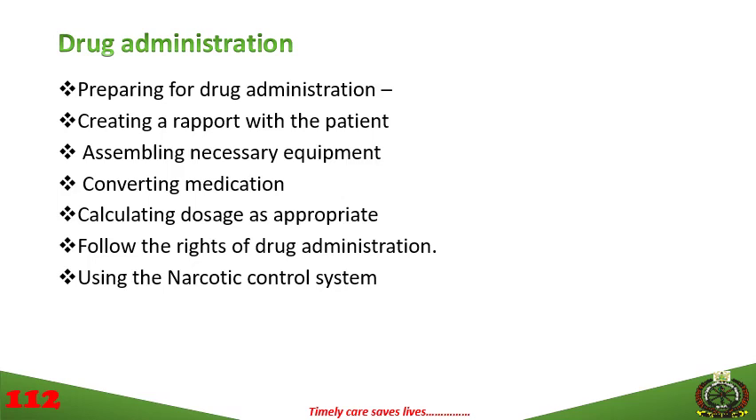So the drugs are locked somewhere. The key is with a matron. There's a book, the dangerous drug book. They call it the dangerous drug book. So pick this drug book, enter your name, enter the amount that you have taken. You sign. So anybody who comes to pick it, know that Mr. A came for two ampoules of morphine. If there's a problem, you will have to answer.